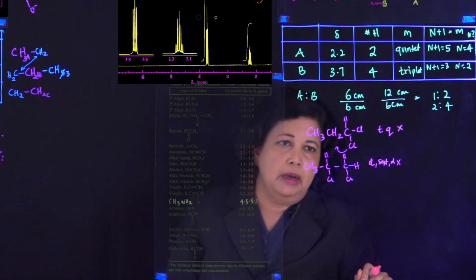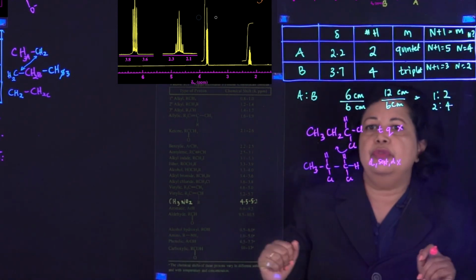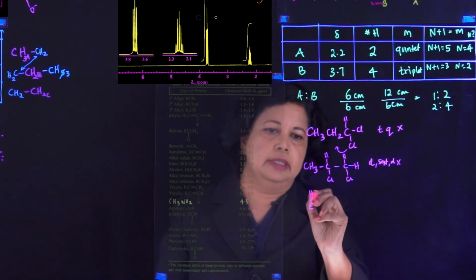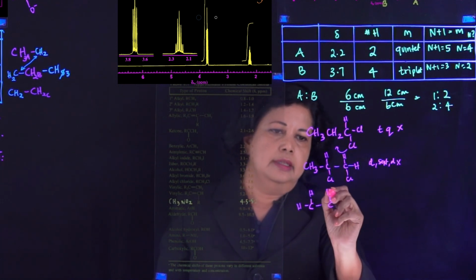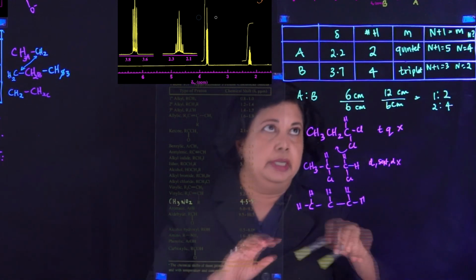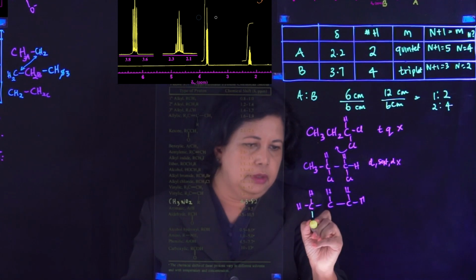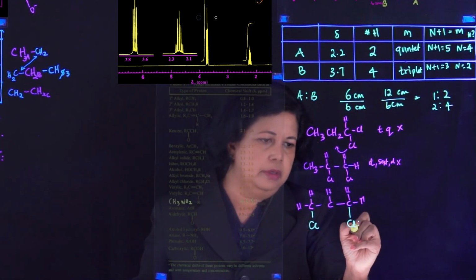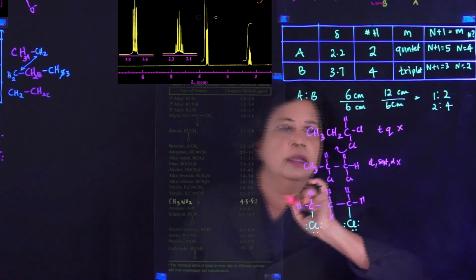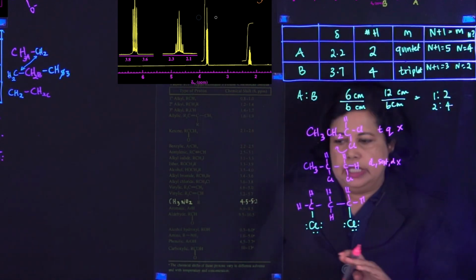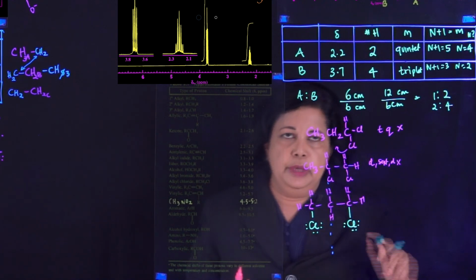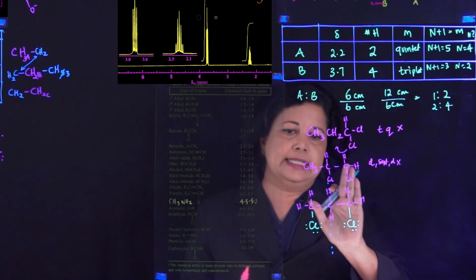Well, what are the other possibilities? Let's see if we can move this chlorine over here and see if that works out. CH2, CH2, CH2, and then I'm going to put this chlorine in a different color: a chlorine here and a chlorine here. Is this going to work out? Let's look at that. So we do have a very symmetric structure. We have a mirror plane of symmetry, so this is exactly the same as this.